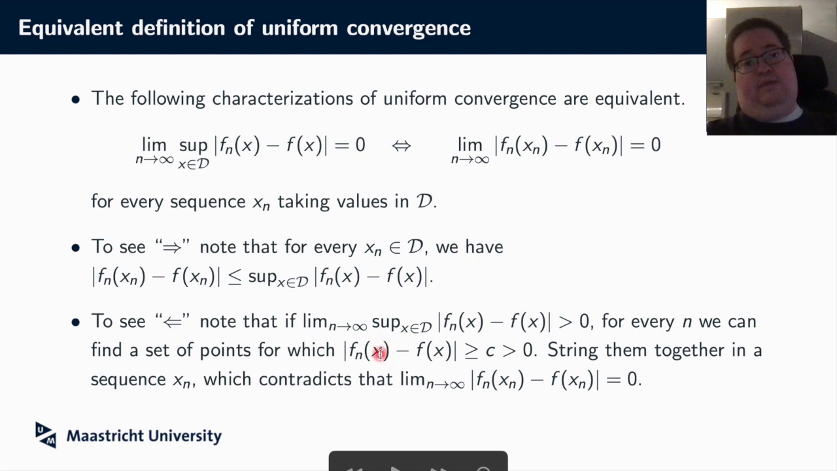And those x's, well, we actually only need one of them for every n. We're going to put in a sequence x_n. But then, if we look at that sequence, we know its value of this difference is always bigger or equal than c. So we cannot at the same time have that for any sequence, this limit is equal to 0. So there cannot exist a sequence for which this is true. But if there cannot exist a sequence for which that is true, then we also cannot have a case where uniform convergence doesn't hold. So that proves by contradiction that, yes, we can also start from the right-hand side.